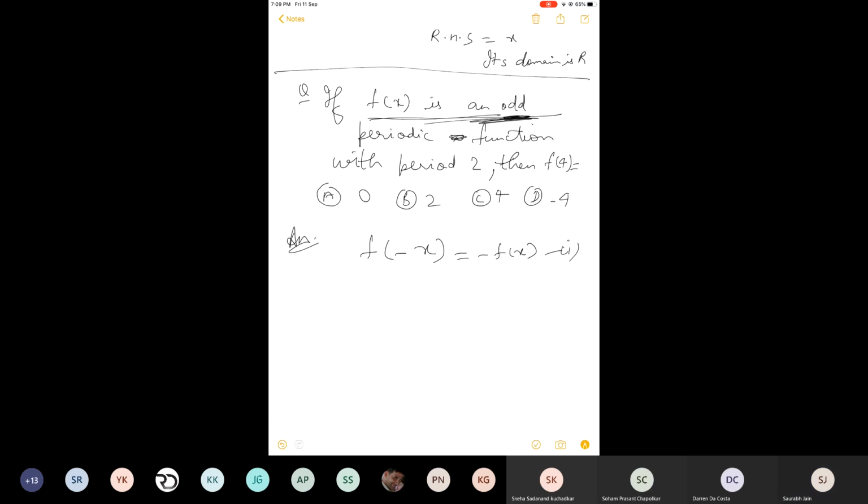Yeah, this is the first condition. Then what else? Periodic function with period 2. So this can be written as f of x plus 2 is equal to f x. This is your second condition which is given. Based on this, you have to find f 4. Options are there. What to do in this question?